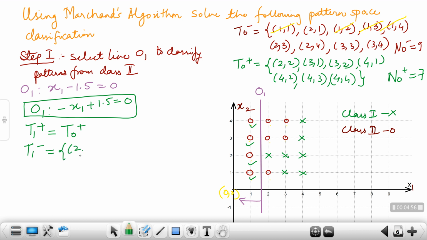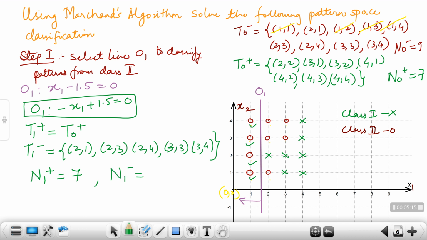So I can write T1 minus as (2,1), (2,3), (2,4), and so on; these are the points we are left with. So N1 plus is nothing but 7 only, and N1 minus, you are left with only 5 points. So N1 minus is equal to 5. Now we move on to step 2.